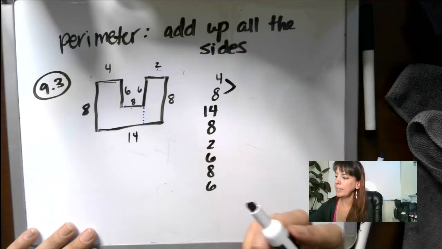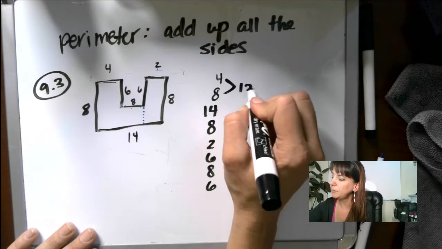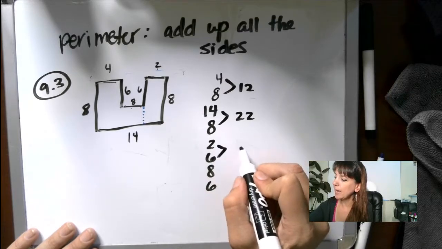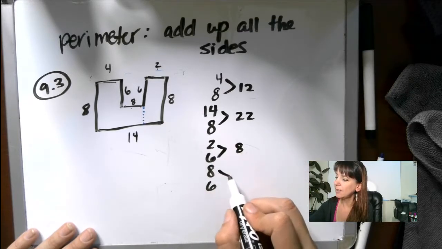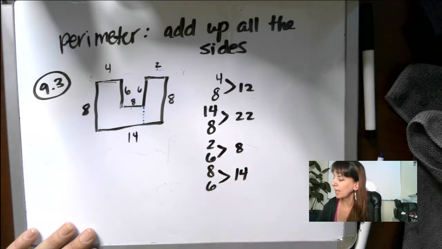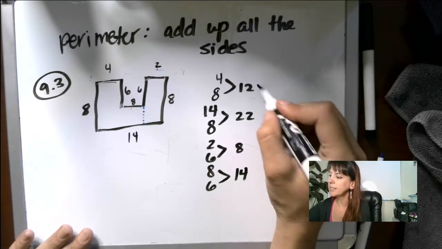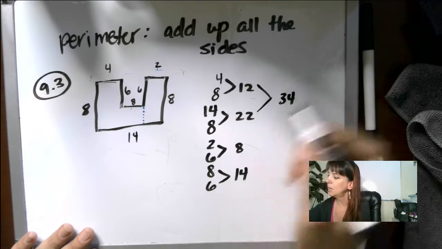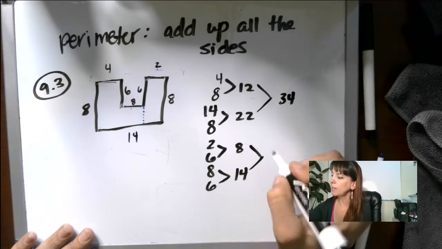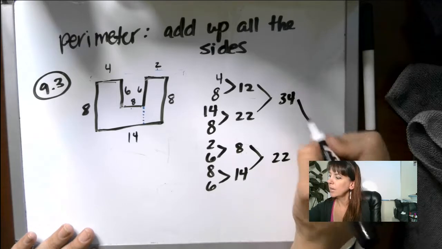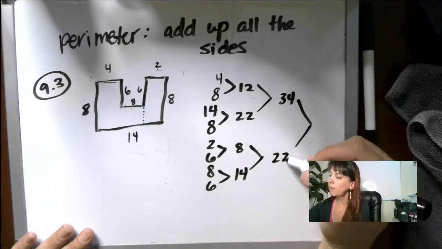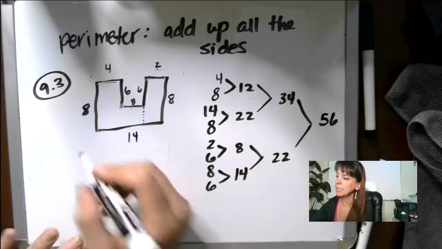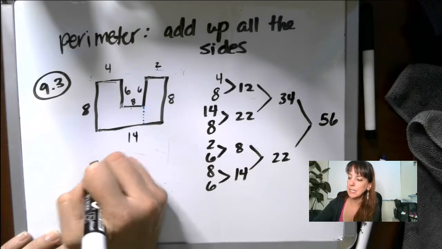All right, so these guys right here, that's going to be 12. This is going to be 22. It's going to be 8. And then this one will be 14. Okay, so this guy right here, let's add those ones up. We get 34. And then these guys right here, we get 22. Then we add those guys and we get 4, 5, 6. So that's 6, and then 3 and 2 is 5, so 56. So the perimeter of this is 56.